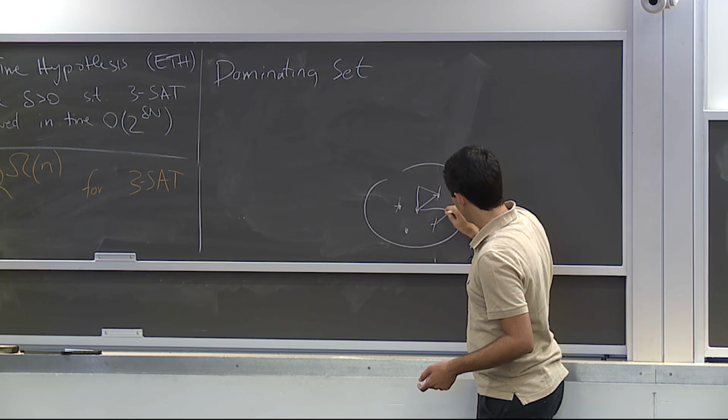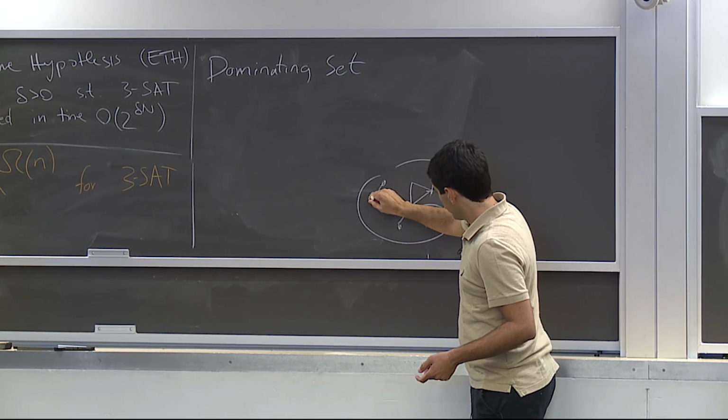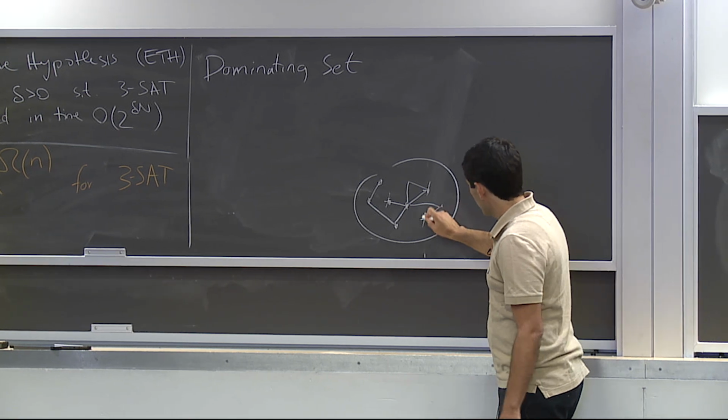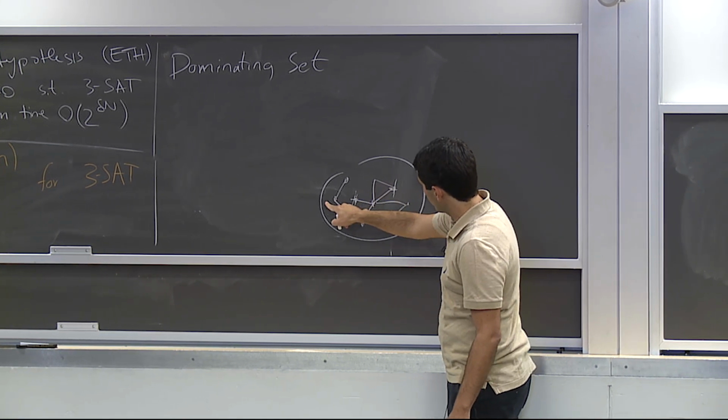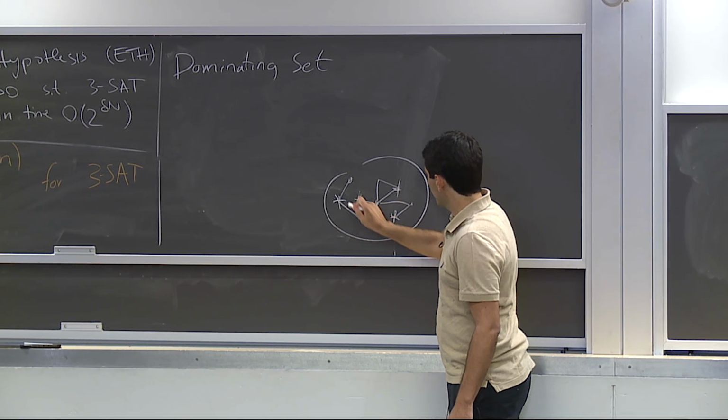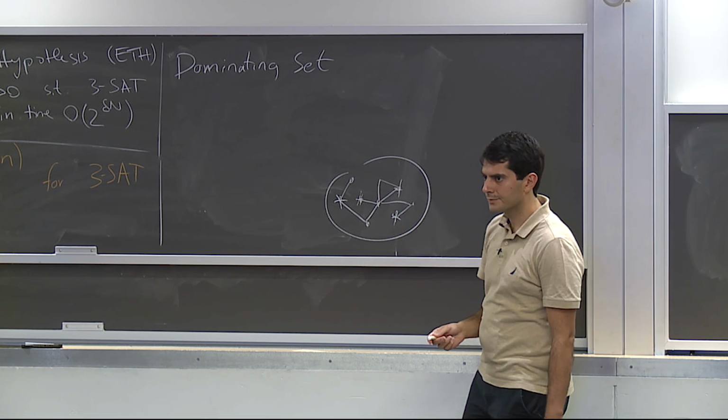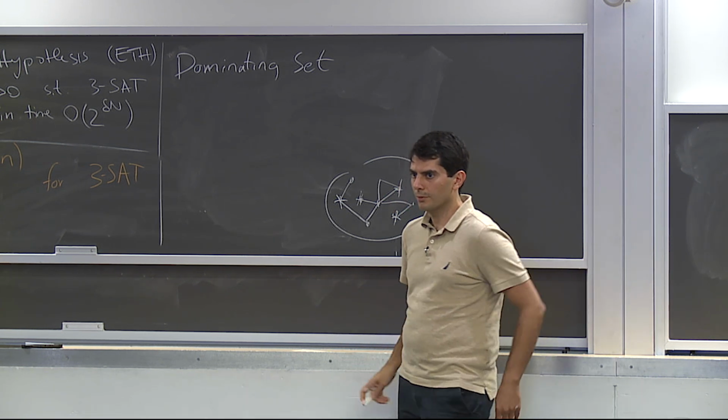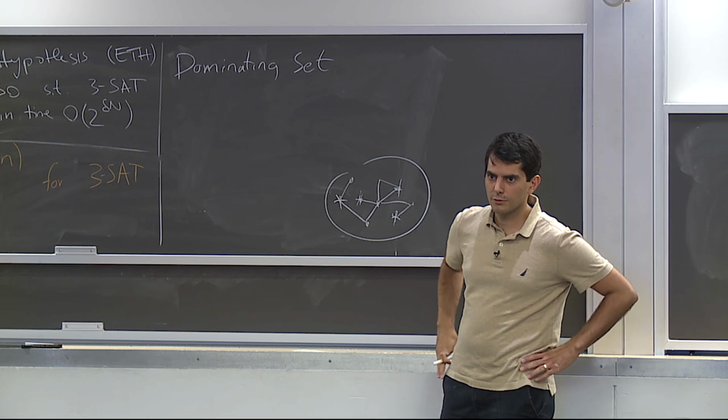If this is your graph, then these nodes are not a dominating set because they don't cover these nodes. Maybe if you add this node, then okay, now it's a dominating set. So you're trying to find the smallest possible dominating set. Just one of these NP-hard problems.